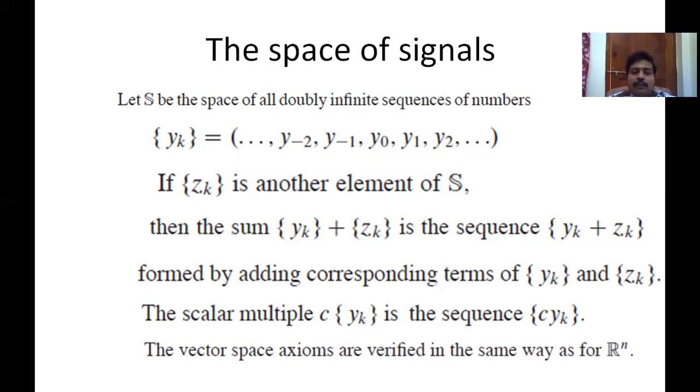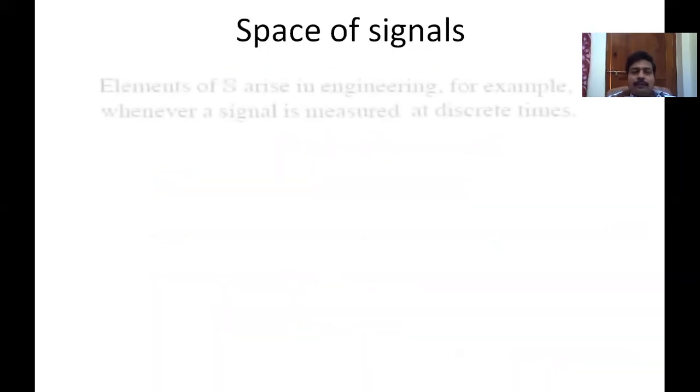The vector space axioms are verified in the same way as for Rn. So this is also similar to an n tuple, but here n is infinite. Component wise addition and component wise multiplication, the operations are similar to the operations in Rn. So all the properties can be proved in a similar manner to the previous example.